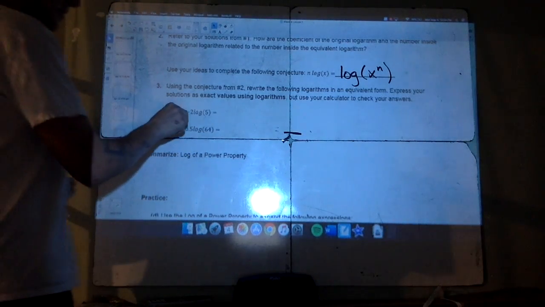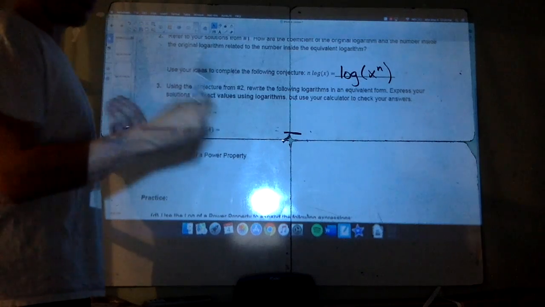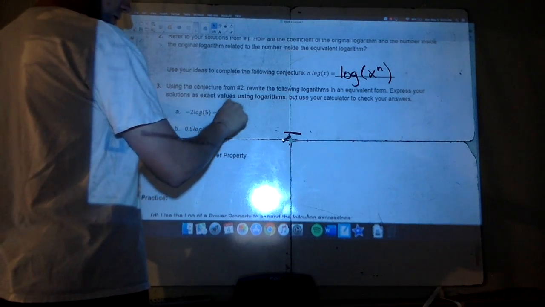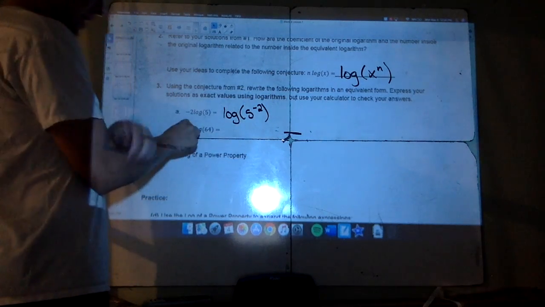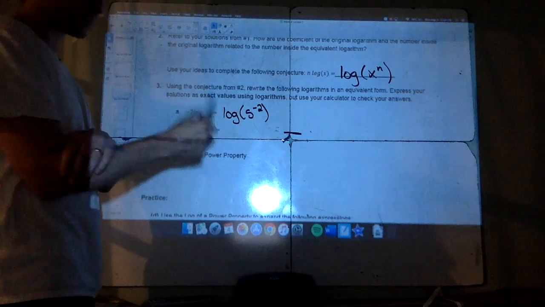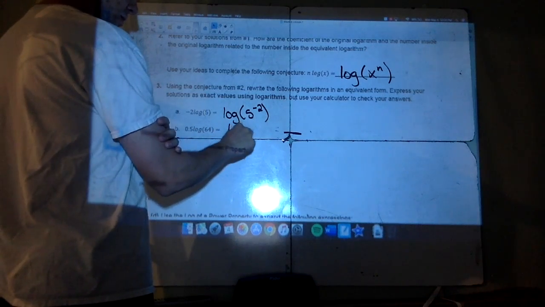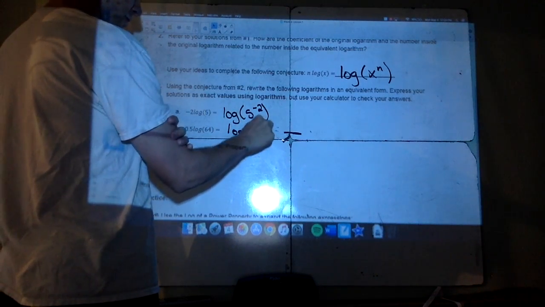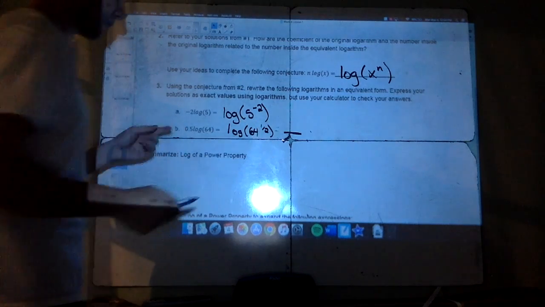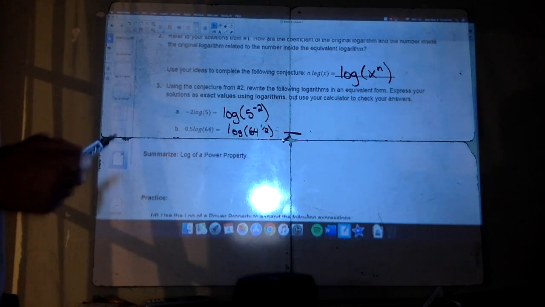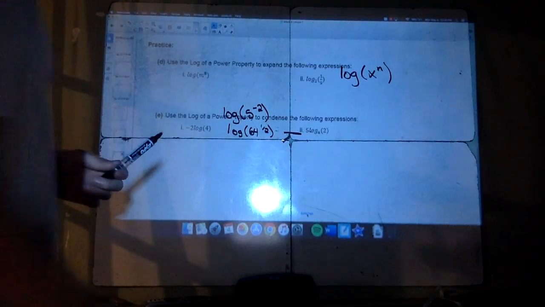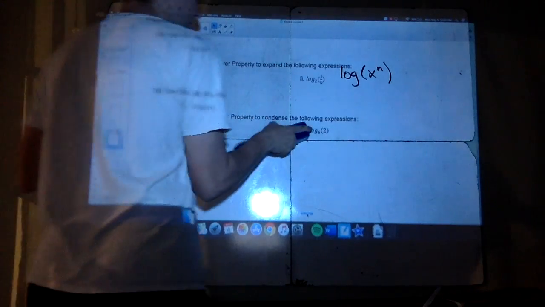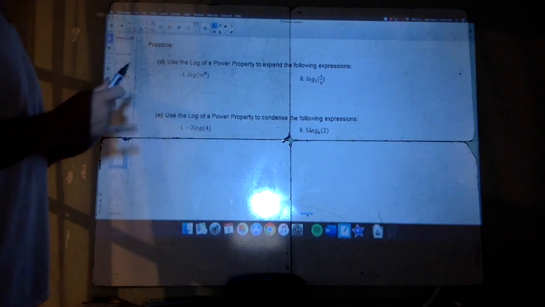So for example, negative 2 log of 5 going one direction would be log of 5 to the negative second power. And same thing here, 0.5 log of 64 becomes log of 64 to the 1/2 power. Those can go inside and they become the exponent. So we call this the log of a power property. So we're going to use that to rewrite these.